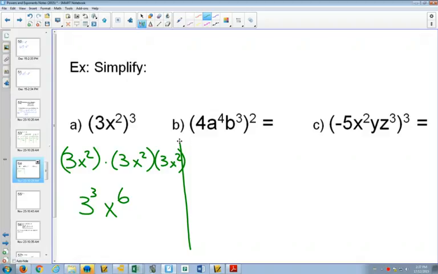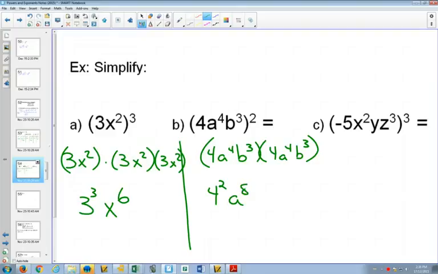How about in B here? If we write it in expanded form, it would be that twice. How many 4's do I have? 2. How many A's will I have? 8 of them. How many B's will I have? 6. So now, can you see that the 2 went to the 4? When the 2 went to the a to the 4, we got a to the 8, because that's our power rule. If you have a power to another power, you multiply the exponents.